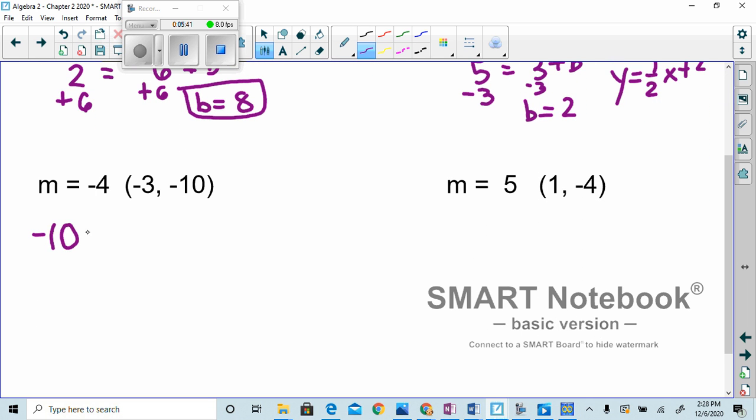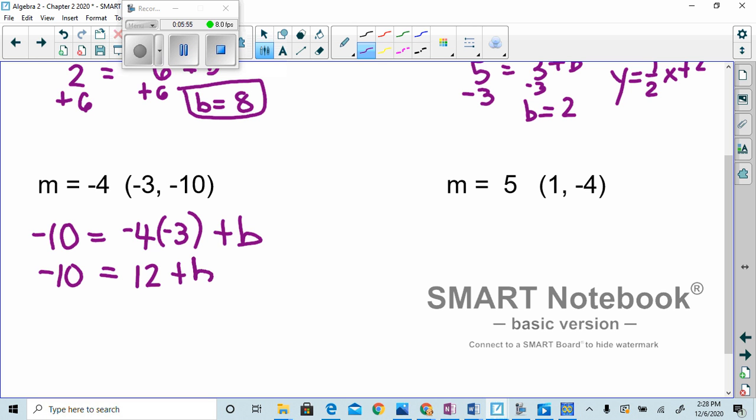-10 is equal to -4 times -3 plus b. Just replacing the variables with values. Negative times negative gives me a positive 12. One inverse operation tells me to subtract. I get b is equal to -22. The equation now reads y is equal to -4x minus 22.